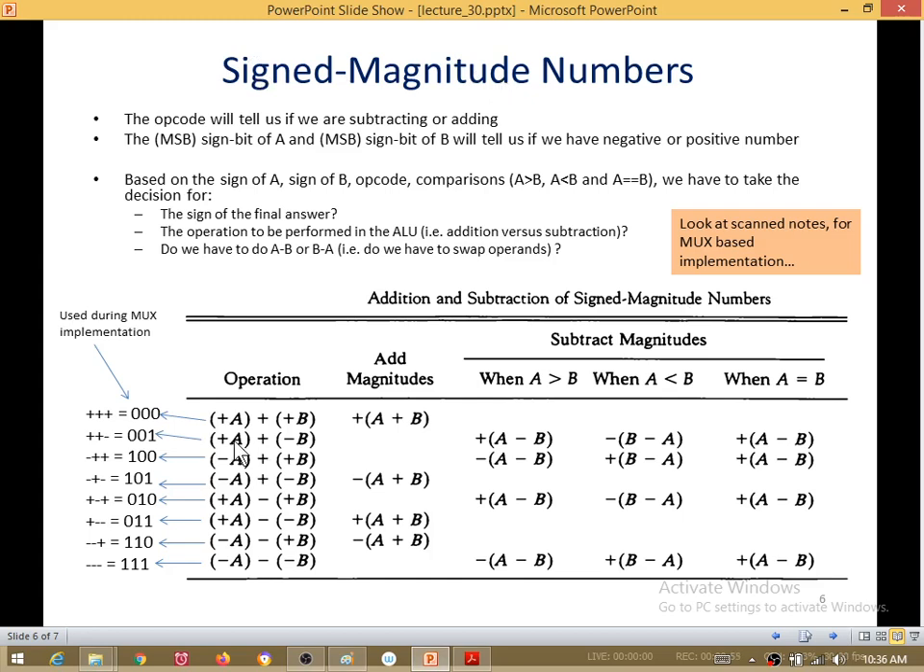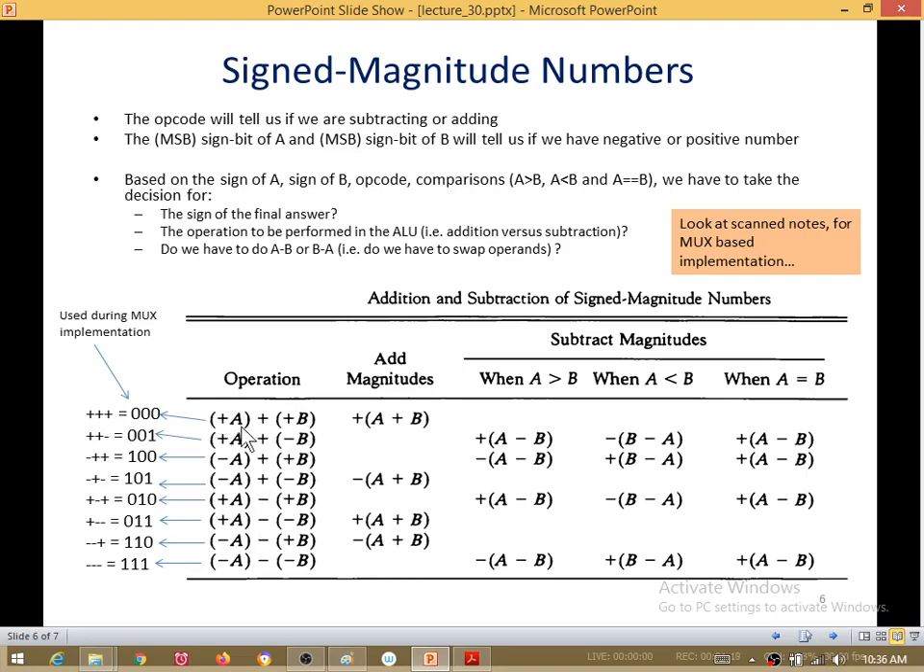Okay, so here this table summarizes a lot of things for you. What this table is showing you is what operations you can perform. For example, there are two operands available to you. Between the two operands, either you can perform addition or you can perform subtraction. Similarly, this table is also showing you the possibilities of the operands.